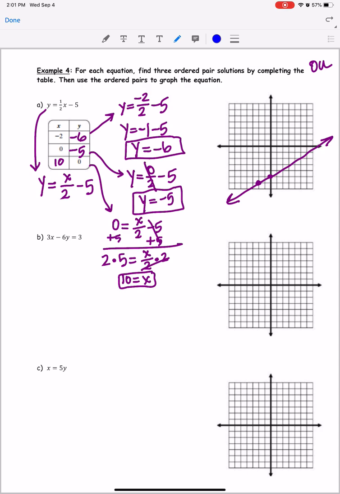So on B here, make your chart. We've got X, Y. Actually, let me put this in black. X column and a Y column, and I need 1, 2, and then 3 points there.